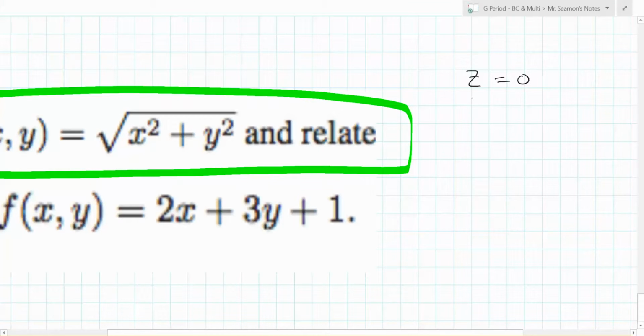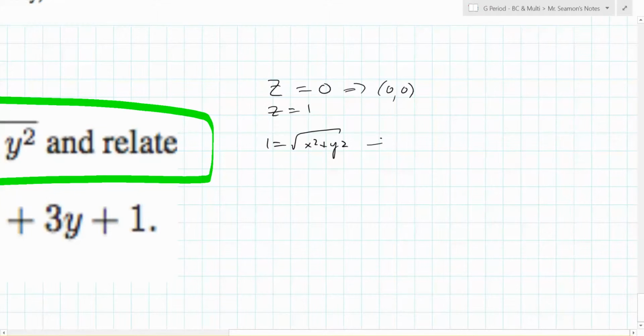For z equals 0, you end up with x equals 0 and y equals 0. So that means it's just the point (0, 0). What about z equals 1? You have 1 equal to the square root of x squared plus y squared. So what's another way to write that? 1 squared is equal to x squared plus y squared. What about z equals 2? What do we end up with? 2 squared is equal to x squared plus y squared.